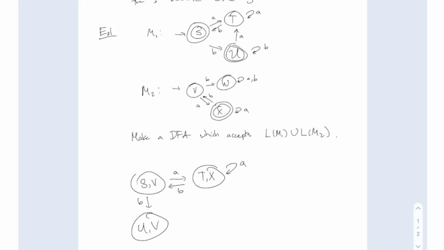And now we continue from UV. I guess there's nowhere else to go. From UV, if I do an A, U goes to T, and V goes to X. So I go to TX if I do an A. Is that right? Should it be UW? Yes, it should have been UW. Thank you. It's easy to mess that up.